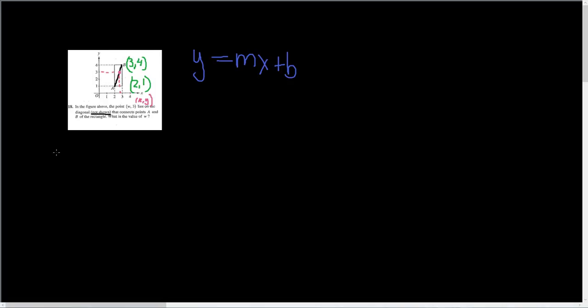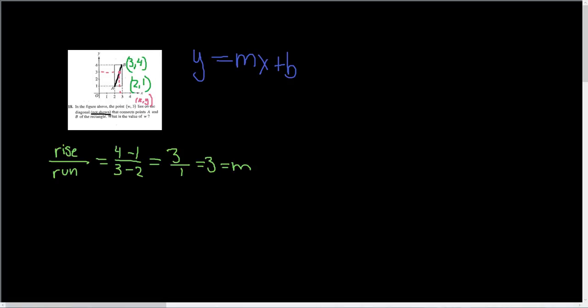We know that slope is equal to rise over run, which is the difference in the y's over the difference in the x's. So we take the y value of B, which is 4, minus the y value of A, 1, over the x value of B, 3, minus the x value of A, 2. From this, we get that the slope is equal to 3 over 1, or just 3. So that is our m value, or the slope.